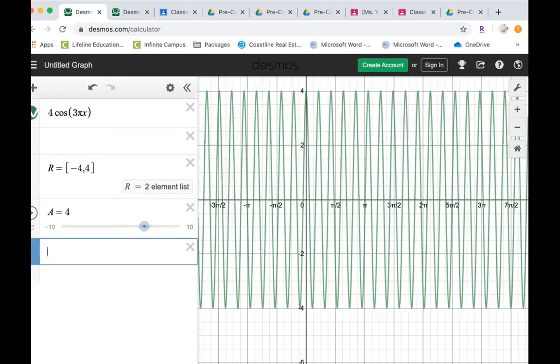Period is 2 over 3 because remember we always put 2 pi at the top over whatever is at the bottom, which is 3 pi in this case. So your pi's get canceled out, which is just 2/3 left. Okay, so hopefully you guys got that right.